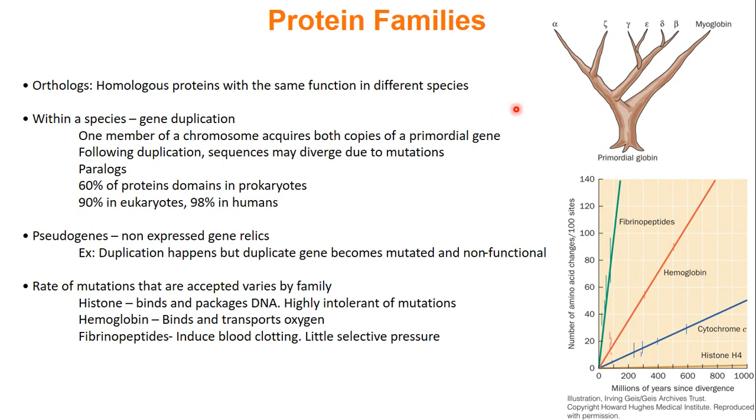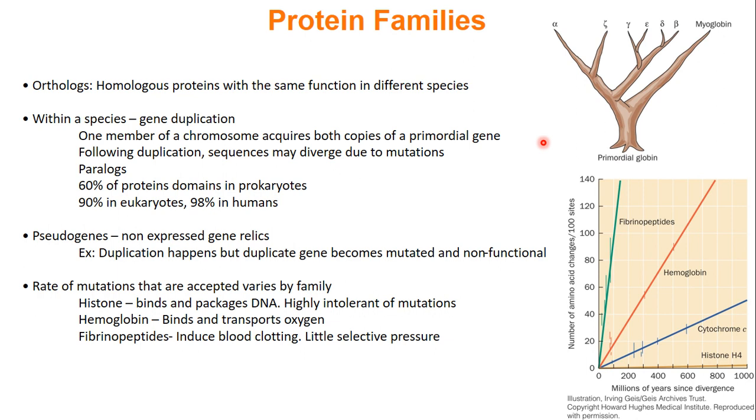Now, by looking at domains and evolution, we can start to group proteins into families, and we have special words for that. If two homologous proteins have the same function but are in different species, we call those orthologs. If we see it within a species, though, we usually assume that's due to gene duplication.